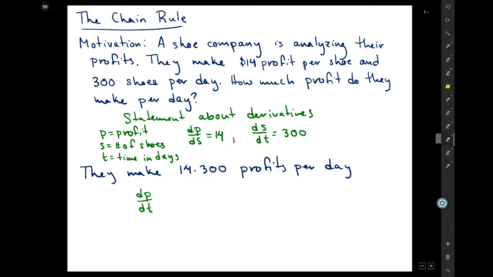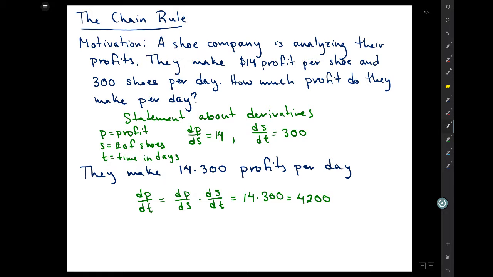So this is the amount that our profits change over time, and we're multiplying the amount that our profits change according to how many shoes we make. We're taking that rate and we're multiplying it by this other rate, how many shoes we make per day. And so this is what tells us to take 14 and multiply it by 300, and we get 4,200.